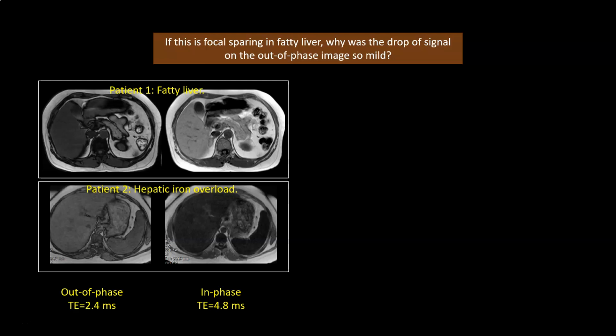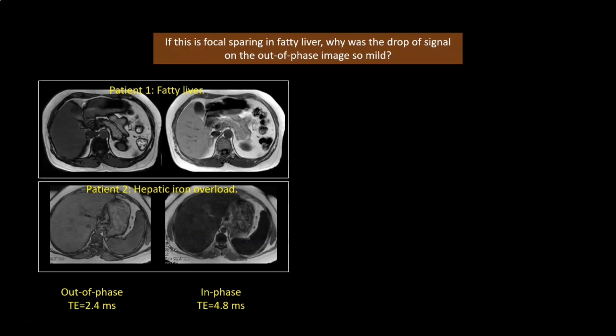If this is focal sparing in fatty liver, why was the drop of signal so mild? Let us consider these two different patients. Patient 1 is a typical case of fatty liver, and here you see drop of signal intensity on the out-of-phase images compared to the in-phase image. Patient 2 is a patient with hepatic iron overload, and here you see the opposite. Drop of signal on the in-phase images compared to the out-of-phase images, not because they are in phase, but because they are having higher TE than the out-of-phase images.